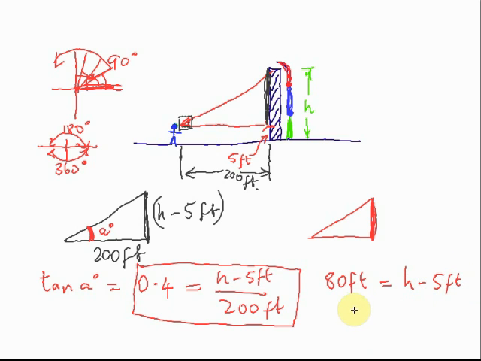Add 5 feet to both sides. What do we have? We have 85 feet here. That's 80 feet plus 5 feet is equal to h minus 5 feet plus 5 feet, which equals h. So h, the height of the wall, is 85 feet. Simple.